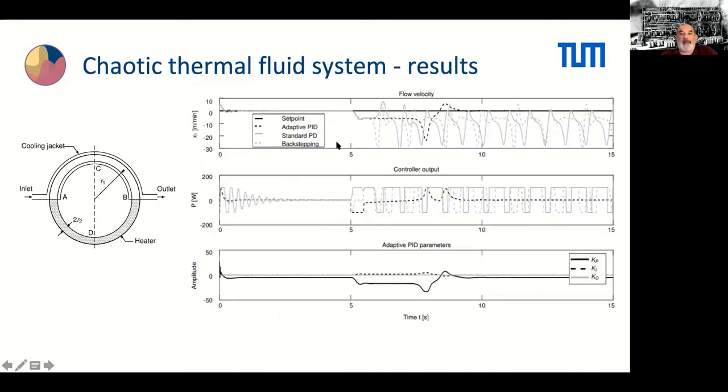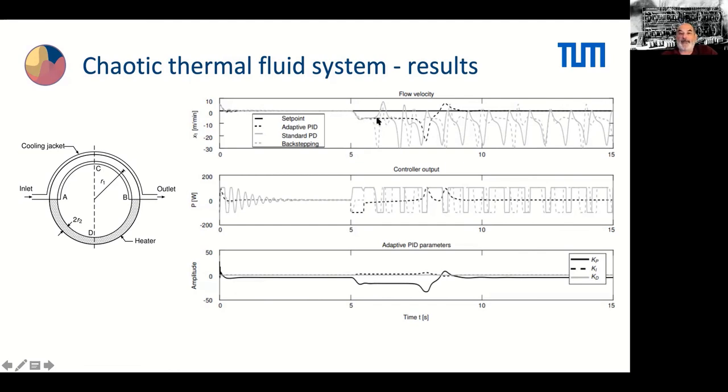We see a similar effect when we're looking at the chaotic system. We also see a similar thing, and there we have a change in behavior by heating up the heater by 100 watts at time equals 5. And then we also see that the systems are behaving in a very funky way.